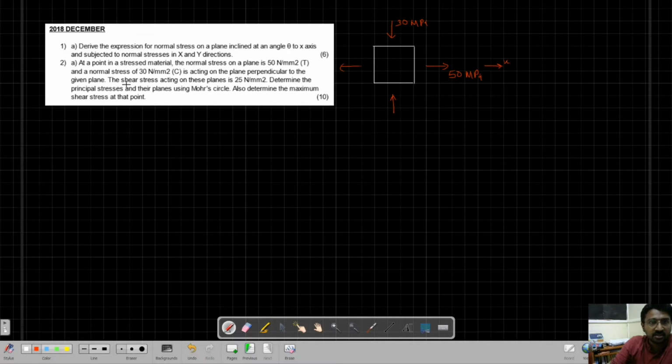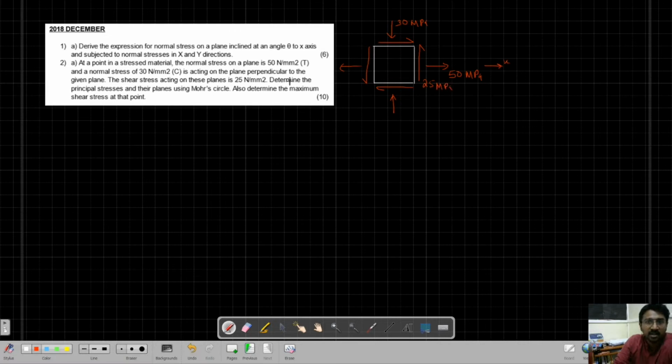Then they are telling us the shear stress acting on the planes is 25 Newton per mm square. So there is a shear stress also acting. Let's say I will draw on any one face one shear stress. This is 25. Here also I will draw the opposite direction shear stress, magnitude same. Now these two shear stresses form a couple. Forces due to shear stress form a couple and try to rotate in anti-clockwise direction, so we need a couple in the opposite direction. All the shear stresses are 25 MPa.